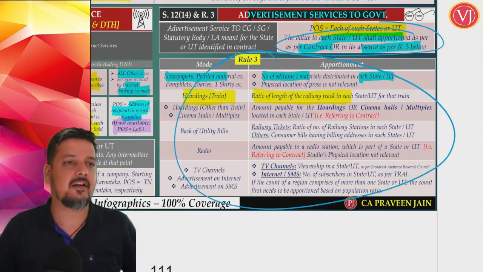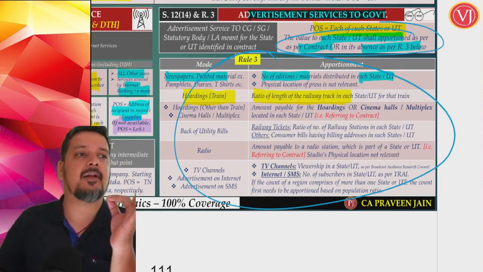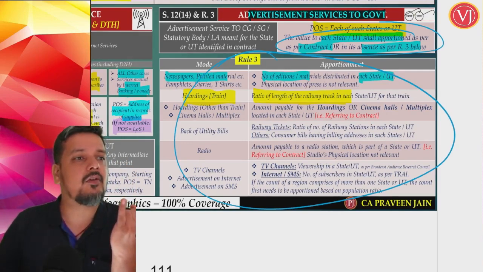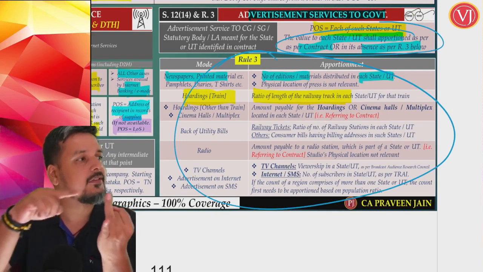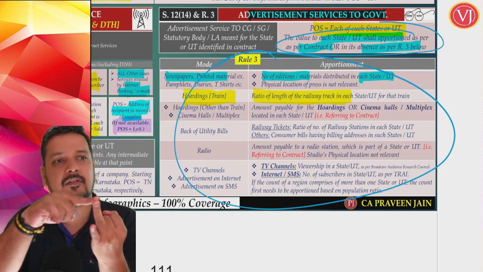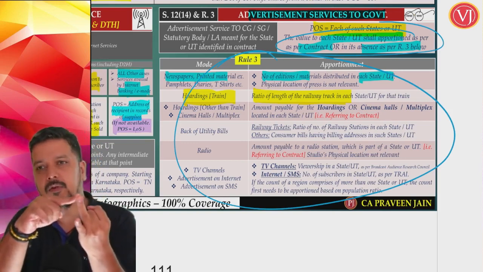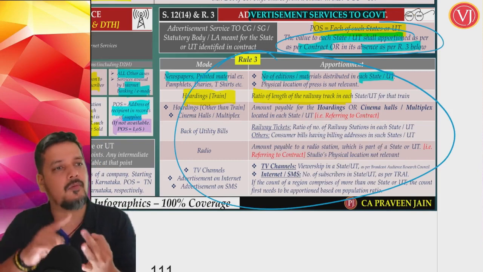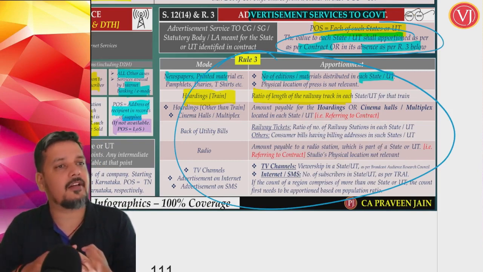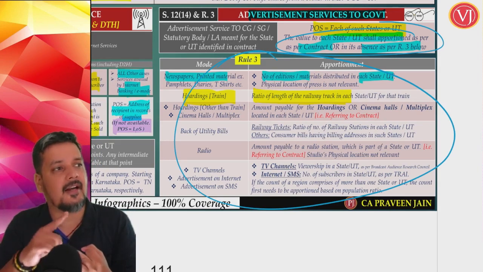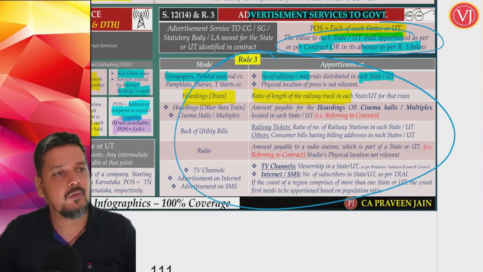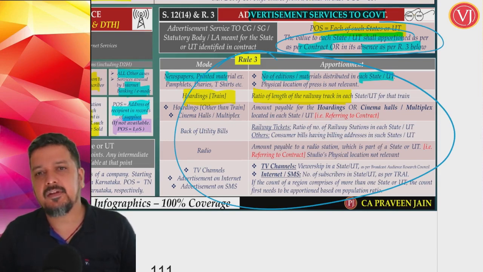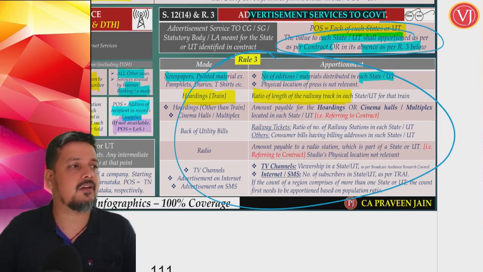So how many cases are there where you get multiple answers? Advertisement service to government: if the contract gives the breakup, go with it, otherwise rule 3. Immovable property related services: if multiple states have the answer, and the contract gives you the answer, go with it, otherwise rule 4. Organization of an event: if multiple states have the answer, and the contract gives you the breakup, go with it, otherwise rule 5. So that is everything about your section 12.